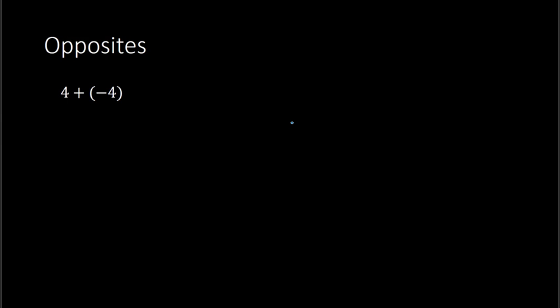So 4 and -4. If we add those together, our answer is going to be 0. And then the other way around, if we do -4 first and then add that with +4, that would still equal 0.